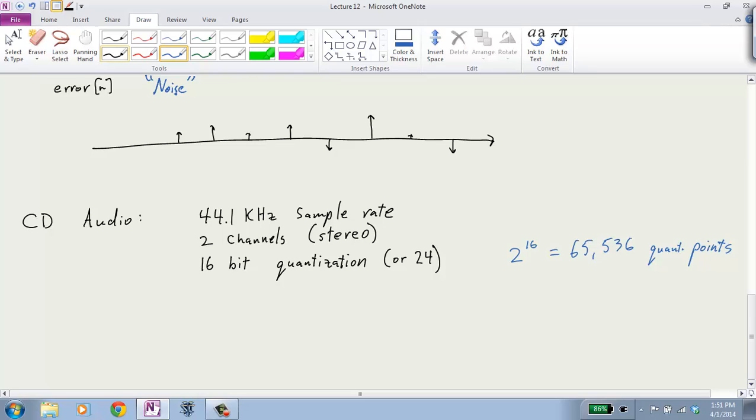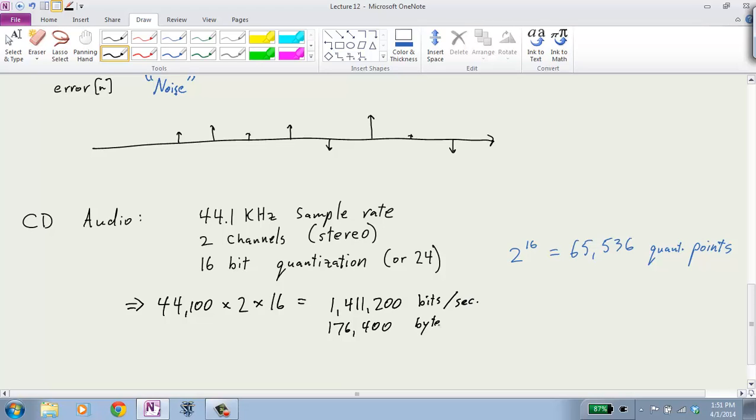However, we can do another calculation. Let's see how many bits this uses. How much data has to be stored. So we have this many samples per second times 2 times 16 bits per sample, right? That gives us that many bits per second, over 1 million. Okay, let's just do a little conversion. If we divide by 8, here's how many bytes per second.